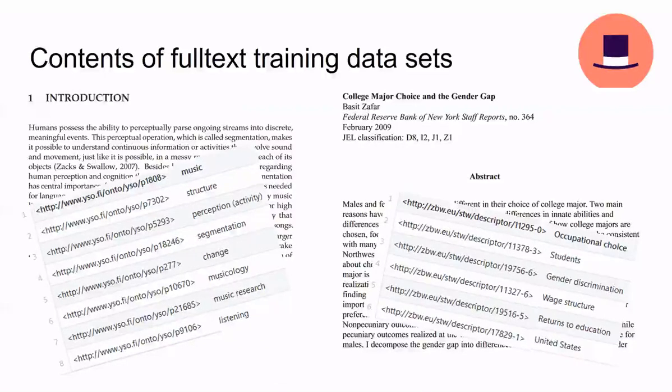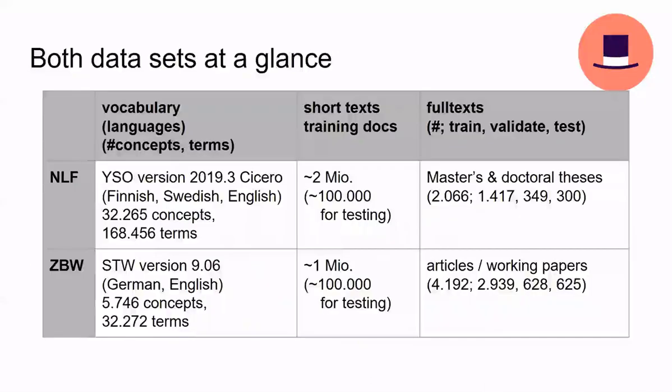to this text intellectually. And here is a summary of both data sets, where one is based on a larger trilingual and universal vocabulary and the other on a more concise bilingual vocabulary for the domain of economics.